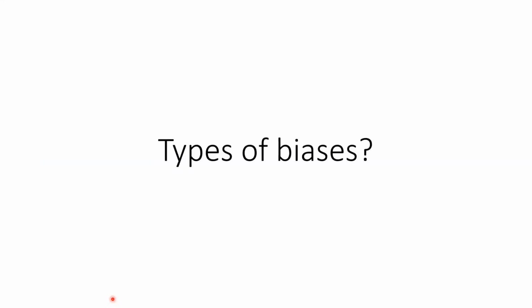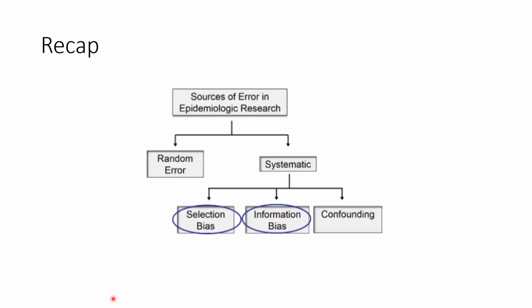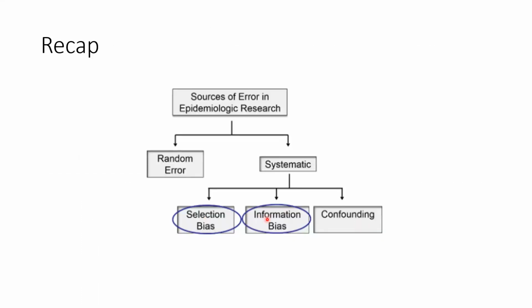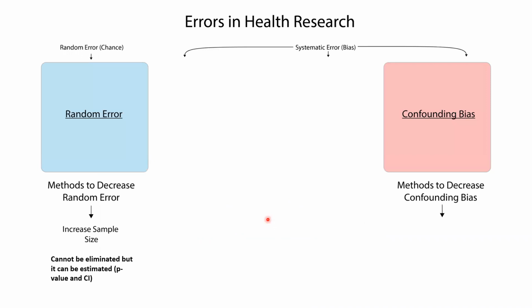So now let's go to biases. What are the types or the categories of biases? We know that as a source of error in epidemiological research, you have the random error and you have the systematic error. Among the systematic errors, you have selection bias, information bias, and confounding. I'm not going to talk about confounding. We talked about it a lot when we talked about DAGs. So I'm going to focus just on selection and information.